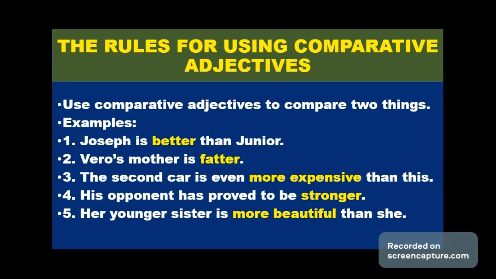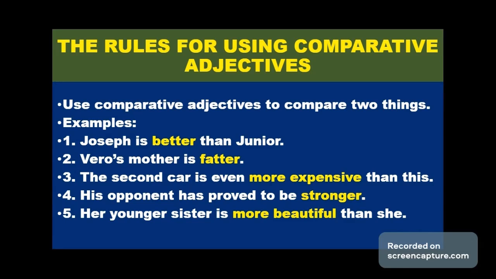Joseph is better than Junior. Here we are looking at two persons, Joseph and Junior. We want to compare them and we say Joseph is better. Better is a comparative adjective. Example 2, Vero's mother is fatter. So in this case, we are comparing Vero's mother to someone already known to us. It could be Vero herself.